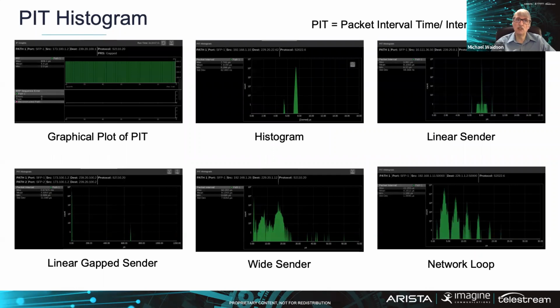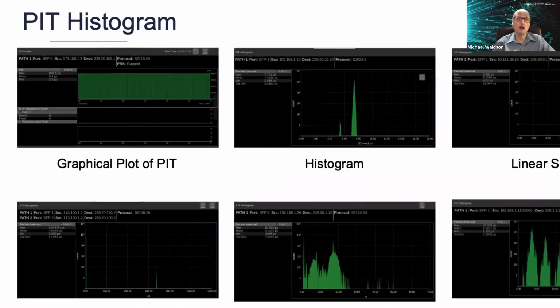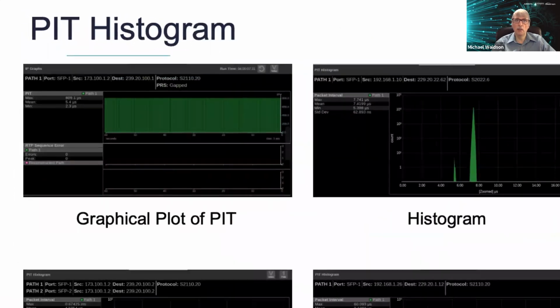So originally we do a graphical plot of the packet interval time. And this will then show us how many packets we've received within that second interval. And it should be like this, have a fairly nice regular spacing between those intervals of the packets. Another way that we can look at that is as a histogram. So this actually shows us the time between the various packets. So here we've got a nice pulse where they're all kind of gathered together at one particular place.